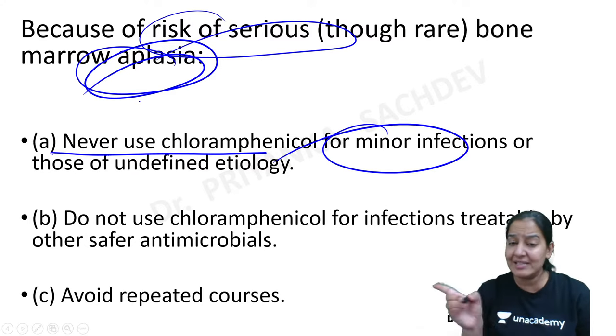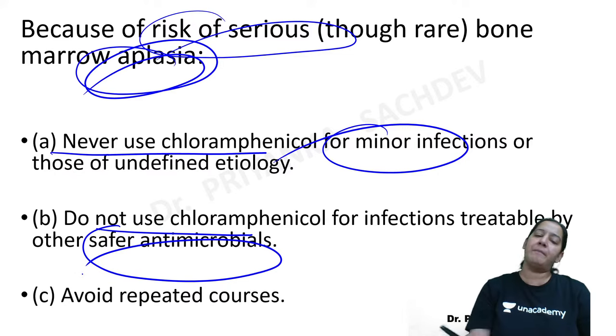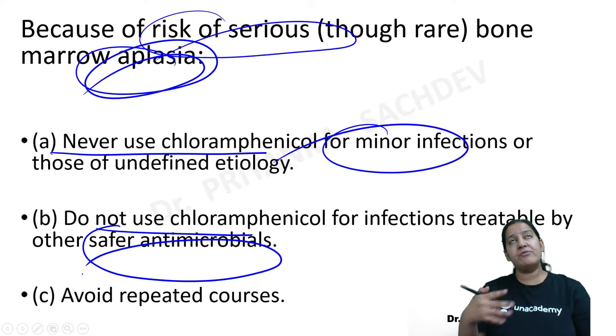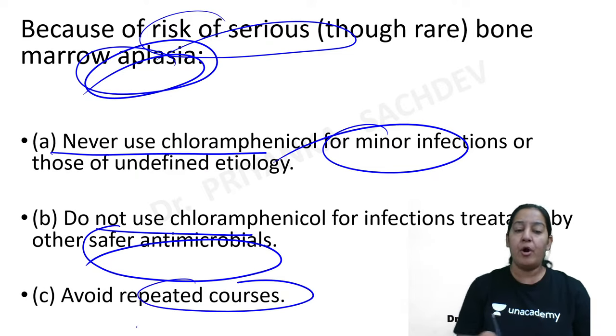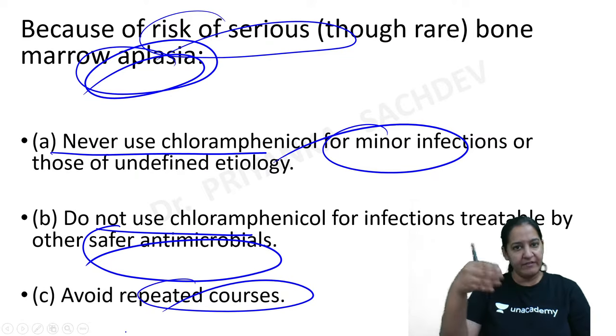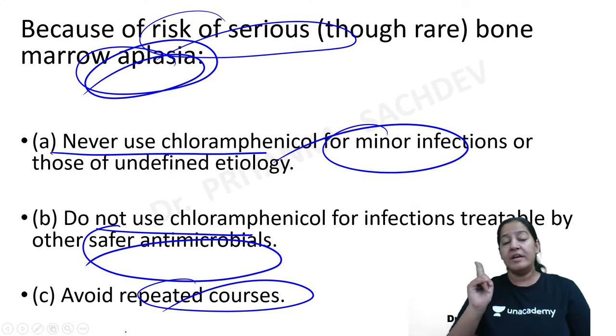For minor infections, it is never used. Do not use chloramphenicol for infections for which other safer antimicrobials are available. For the diseases for which safer drugs are available, don't use chloramphenicol. Avoid it, and even if given, give it only once in a lifetime. Never give repeated doses, like a course of chloramphenicol every 2-3 months. No, never give repeated doses.